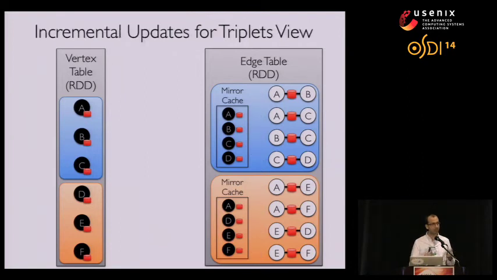One of the things that I mentioned earlier is this active set tracking property, where the number of vertices that are active in a given graph computation decreases rapidly. What that means is, if I look at my vertex table, maybe only a few vertices changed from the previous iteration.